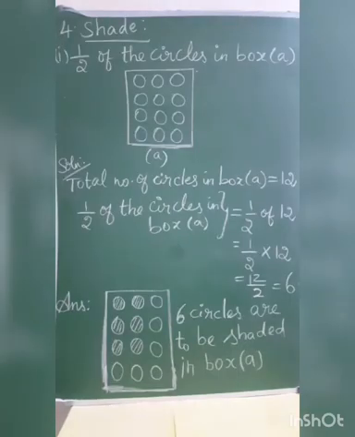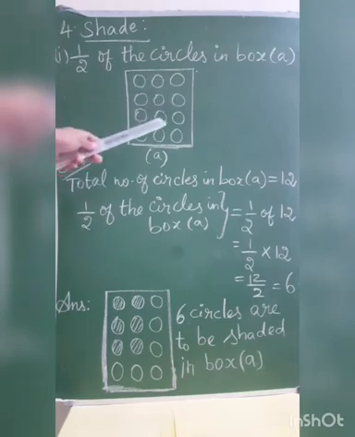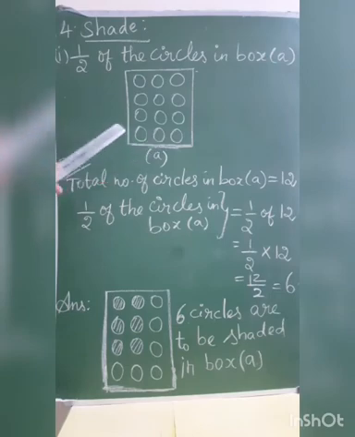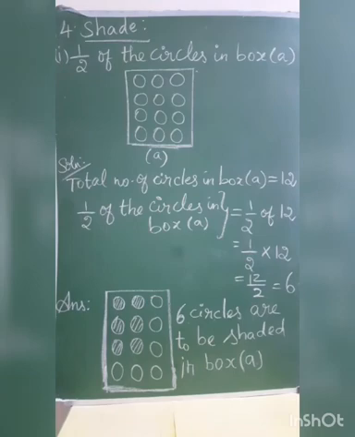The next sum, first one: 1 by 2 of the circles in box A. In box A, how many circles? 1, 2, 3, 4, 5, 6, 7, 8, 9, 10, 11, 12. 12 circles. Half. 1 by 2 means what? It is a half of the circles. The 12 circles in box A. Half of the circles we can find out easily. Half of the portion is 6.